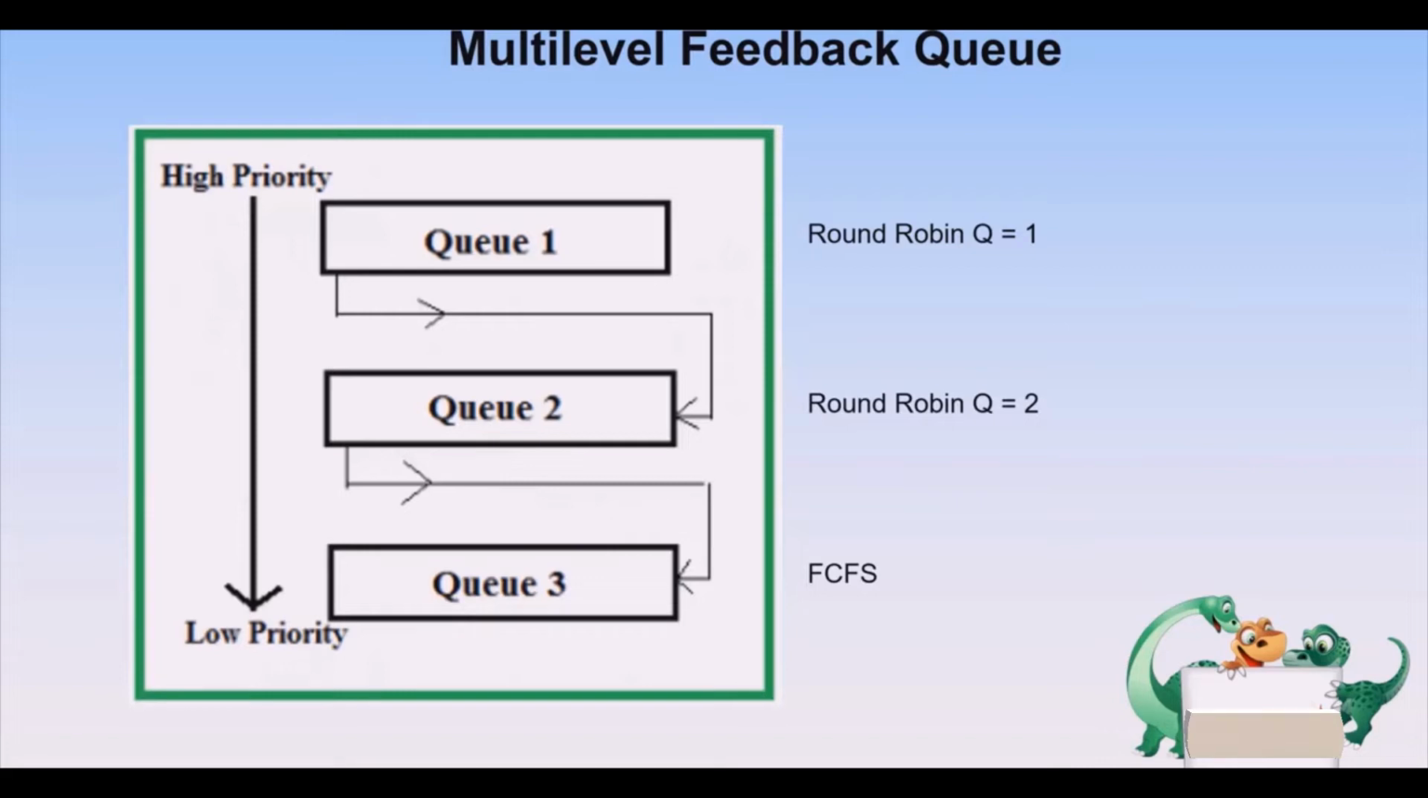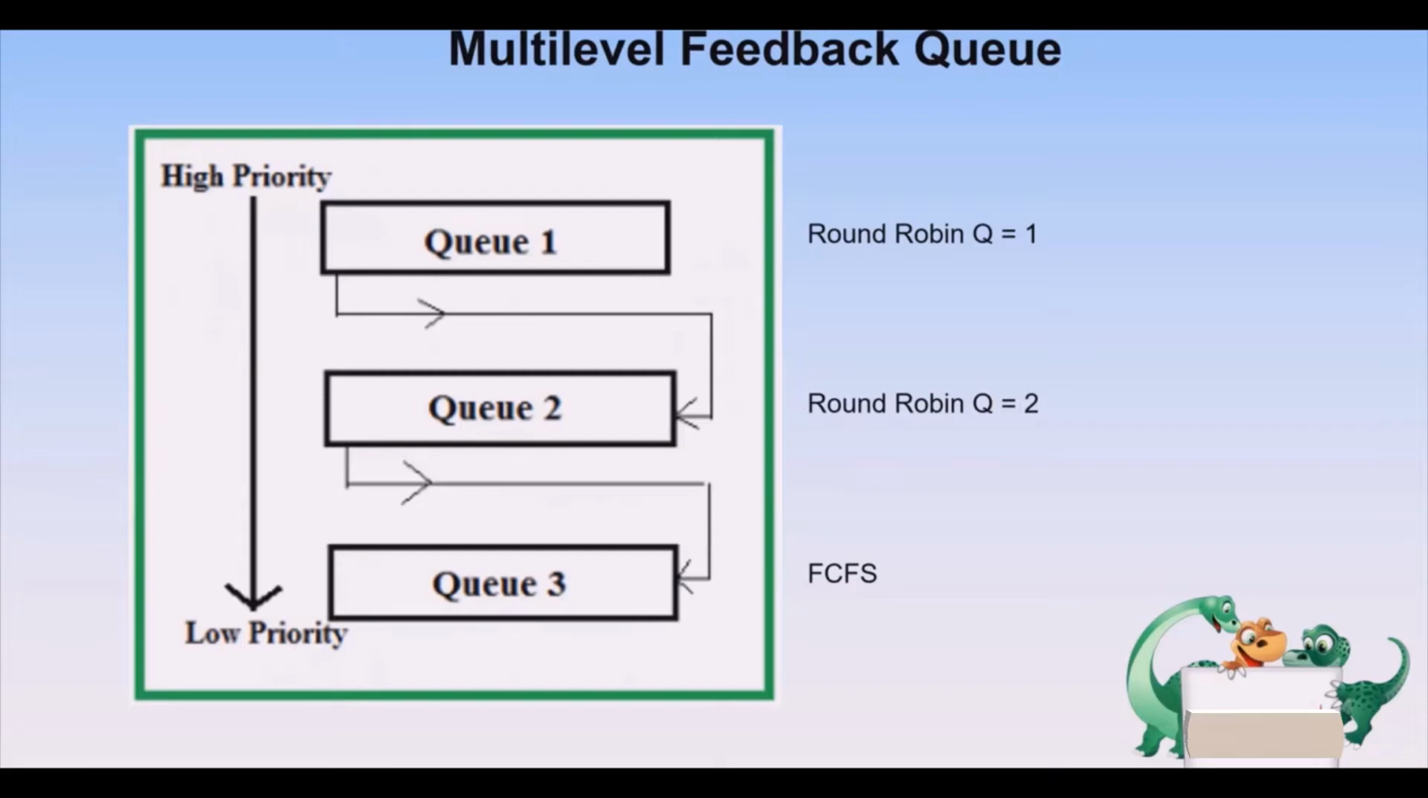The above implementation may differ. For example, the last queue can also follow round-robin scheduling. There is a possibility that the third queue also uses round-robin scheduling. So each queue can use any of the 6 basic algorithms that we have studied in CPU scheduling.